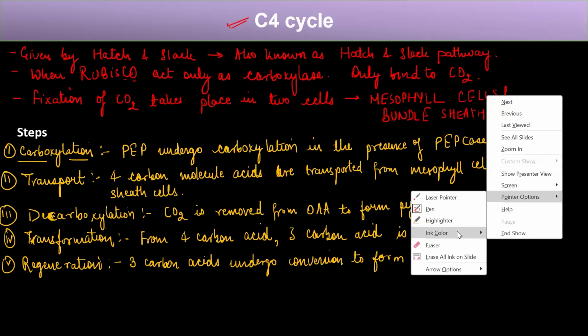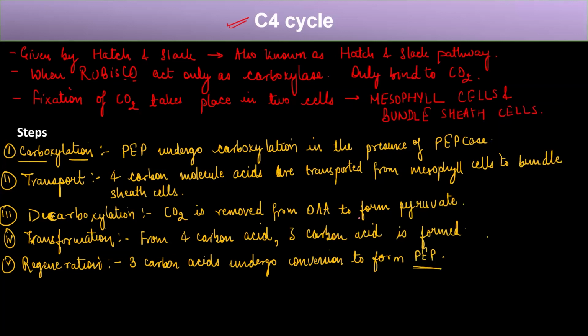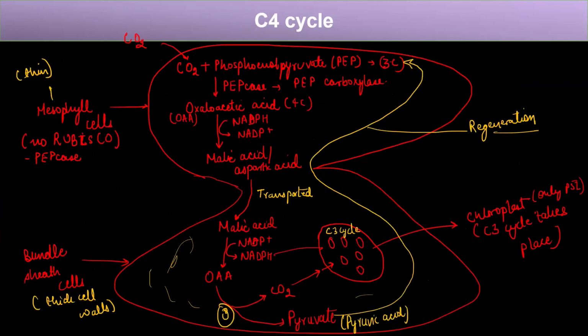Now, what observations do we have from the C4 cycle? The important point is that C4 cycle, we know, takes place in C4 plants, right? But in C4 plants, not only the C4 cycle, but the C3 cycle also takes place. So in C4 plants, both C4 and C3 cycles take place.